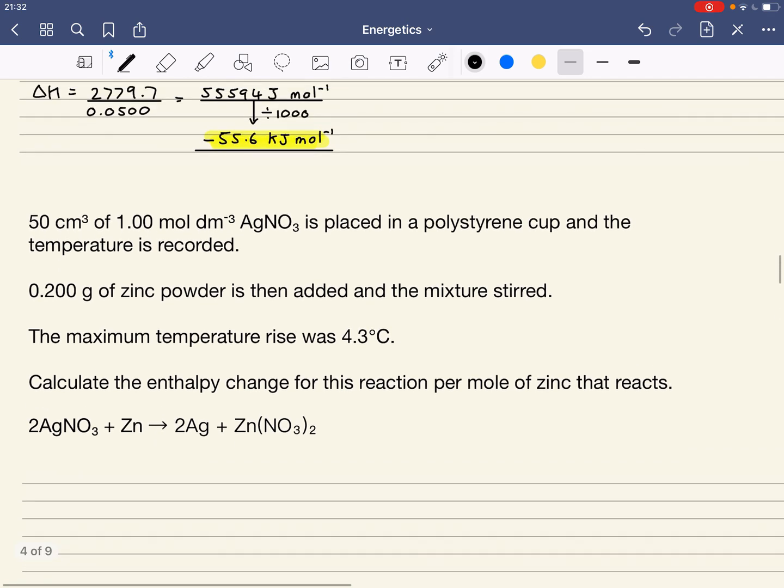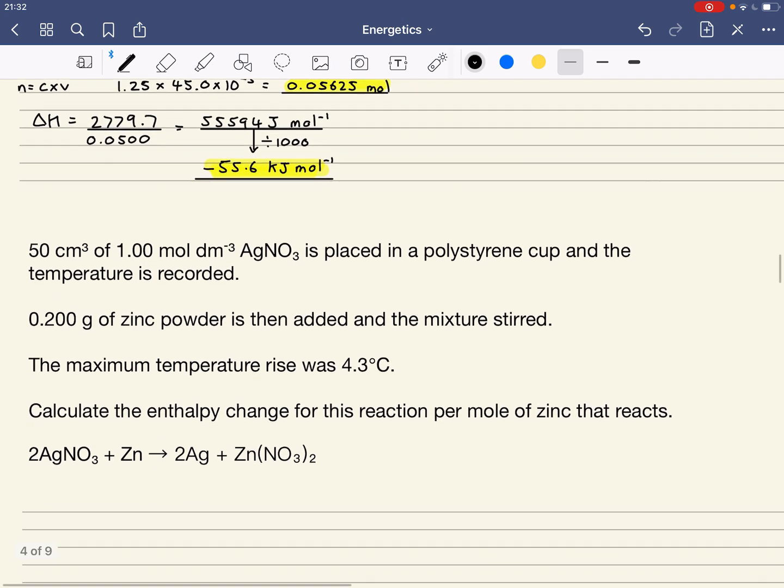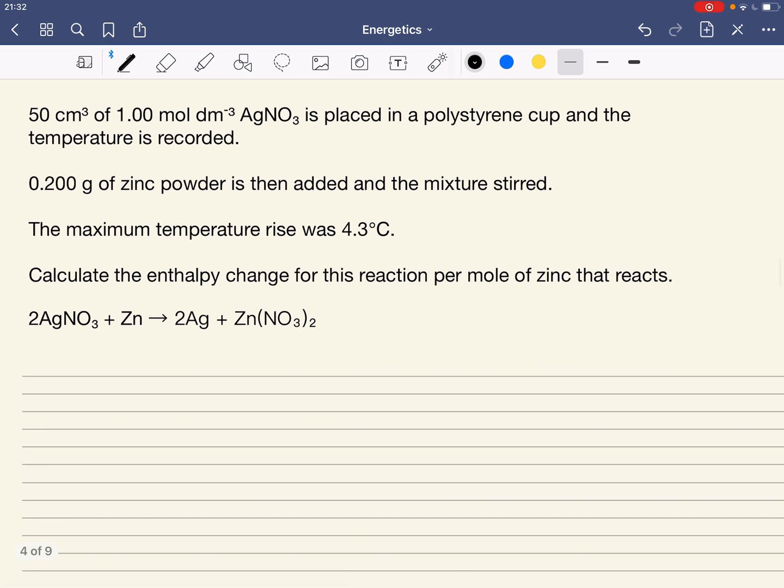We're now going to have a look at a second enthalpy of reaction in solution. But this time we're going to add a solid to a solution. We've got 50 cm³ of 1 mol/dm³ silver nitrate and 0.2 grams of zinc powder is added. The mixture is stirred. Through cooling curves, the maximum temperature rise is worked out to be 4.3 degrees C. We've got to calculate the enthalpy change per mole of zinc which reacts.